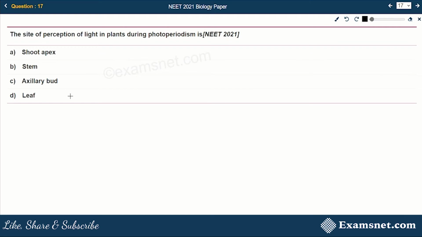Question number 17 is from the chapter Plant Growth and Development, class 11. And the question is, the site of perception of light in plants during photoperiodism is, and the options are shoot apex, stem, axillary bud and leaf. And the correct option is option D, that is leaf. So let's see what is photoperiodism. It is basically the response of plants to the duration of light or darkness, or you can say the response to a period of day or night.